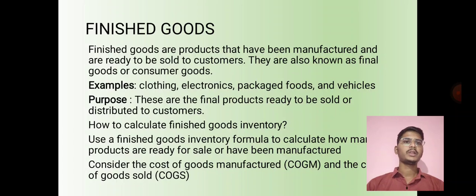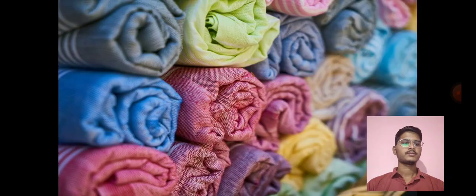How to calculate finished goods inventory? Use the finished goods inventory formula to calculate how many products are ready to sell or have been manufactured. Consider the cost of goods manufactured and the cost of goods sold. With the help of this formula, we can calculate the finished goods. This is the image of the final product of the cotton industry.